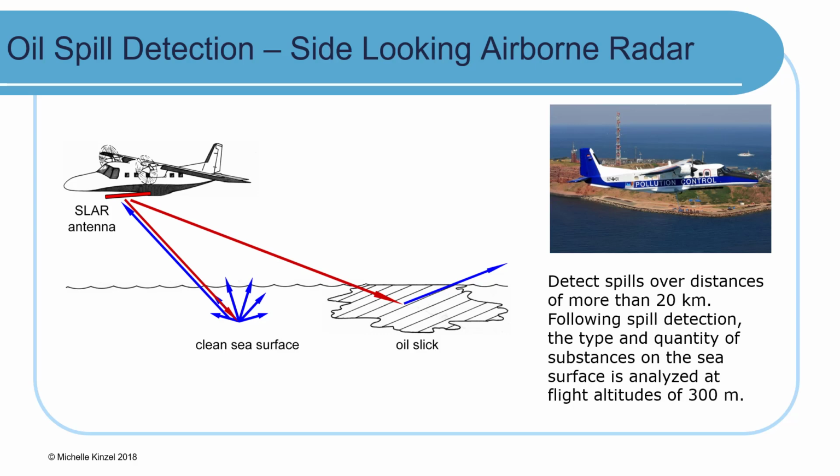Here's the side-looking airborne radar being flown from a small aircraft, and it can detect spills over distances of more than 20 kilometers. Following a spill detection, the type and quantity of substances on the sea surface is analyzed at flight altitudes of approximately 300 meters. So you can see the arrows here showing the pulses that would be coming from the radar device, and the difference in the reflections that you would get from a clean sea surface versus an oil slick, represented by those blue arrows.